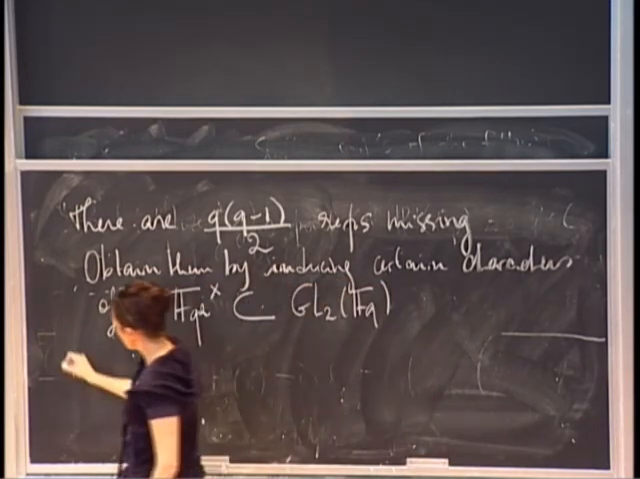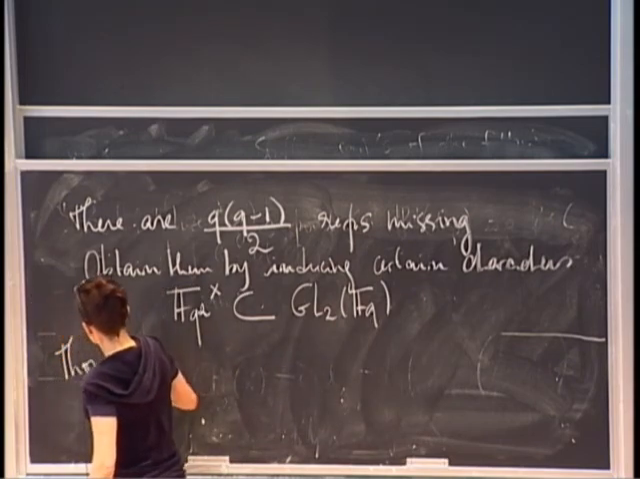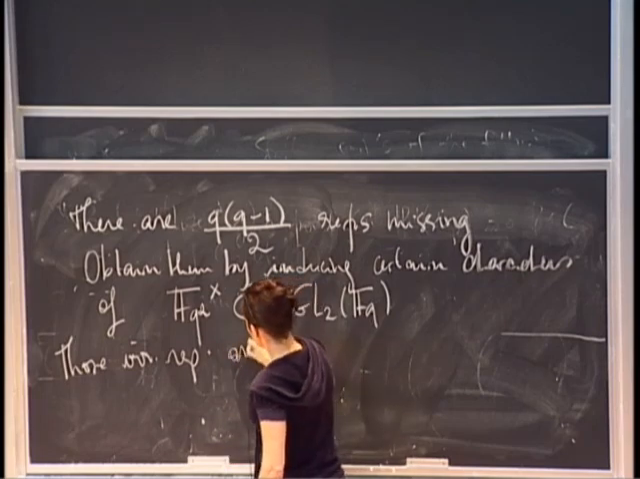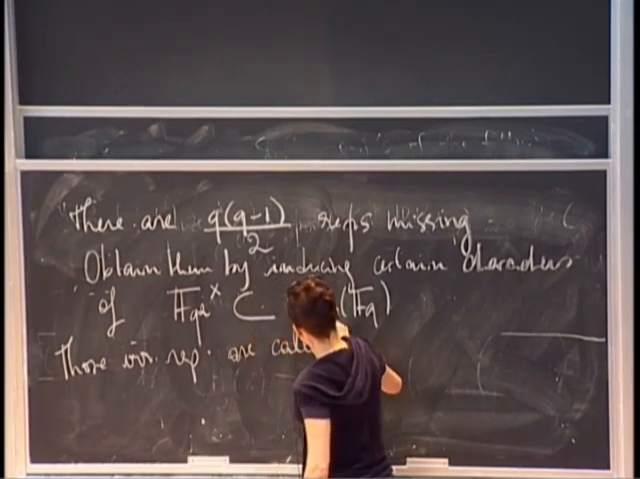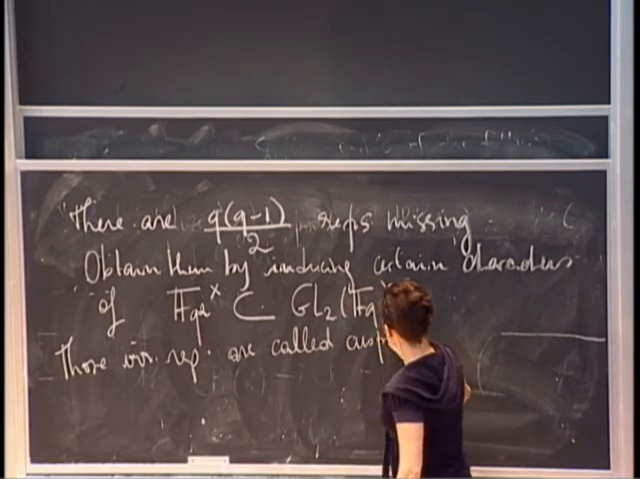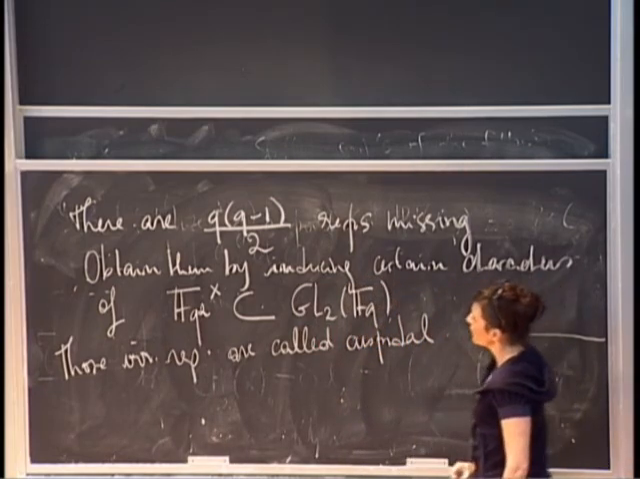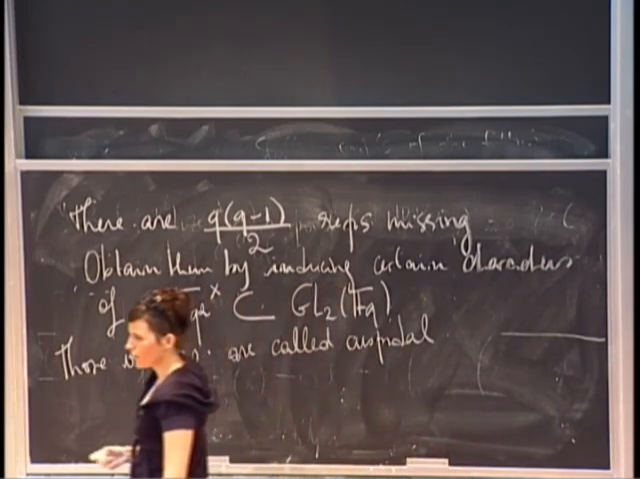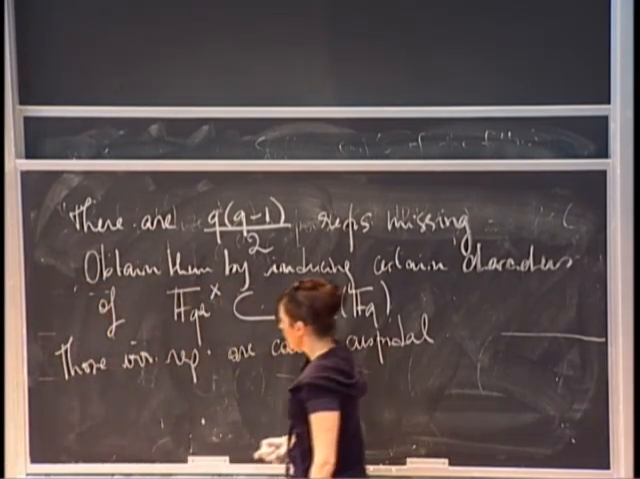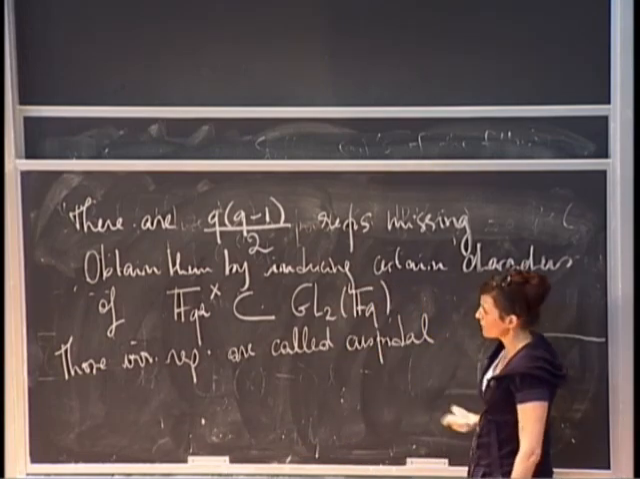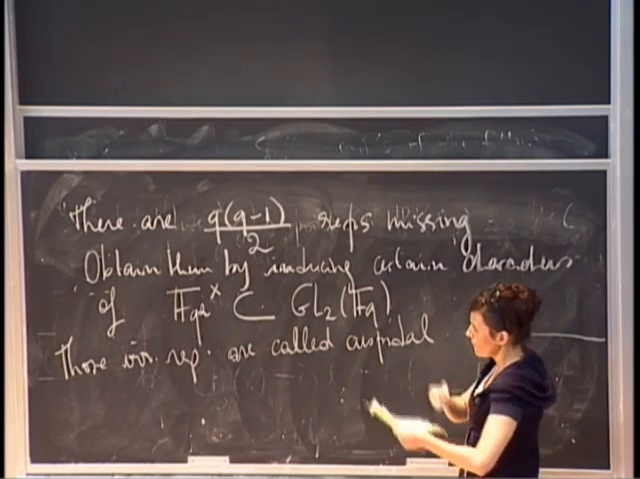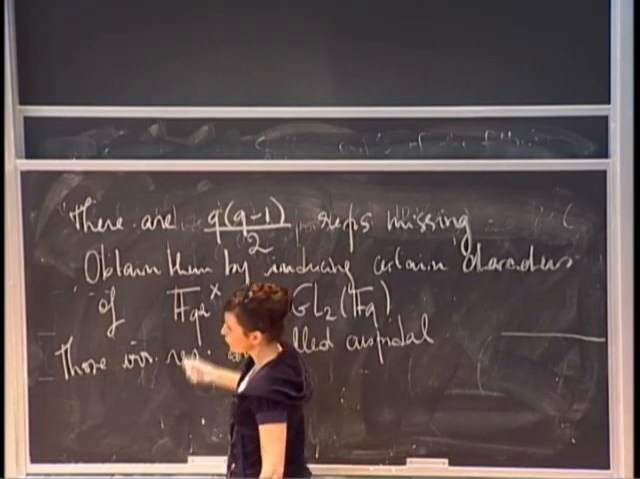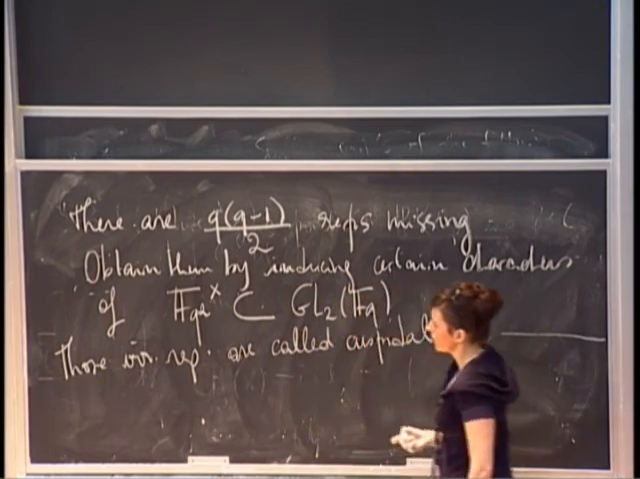And those irreducible representations, which I'm not going to describe, are called cuspidal. And there are q times (q minus 1) over 2 of them, which is exactly the number of degree 2 irreducible polynomials with coefficients in F_q, meaning that the cuspidal representations have something to do with the ways you can produce a quadratic extension of F_q by using one of those polynomials.